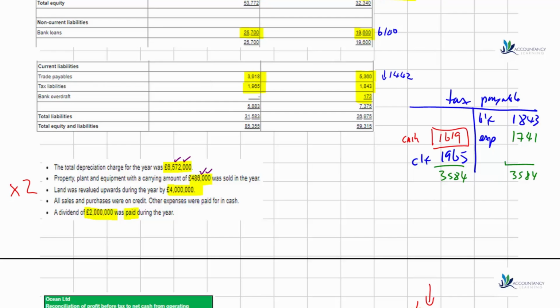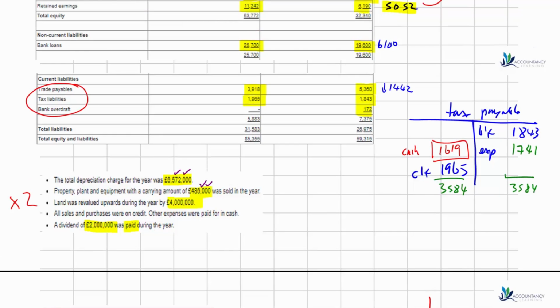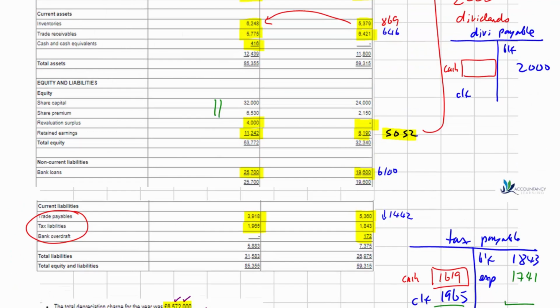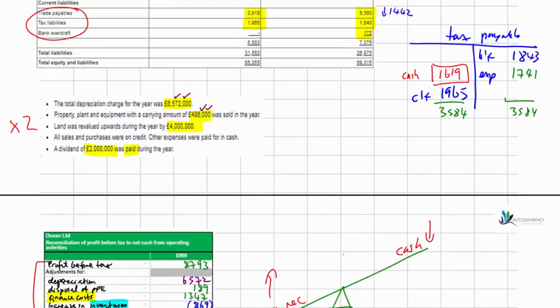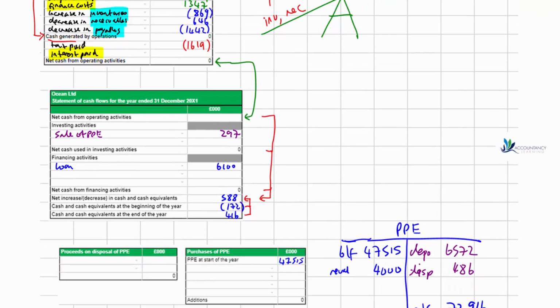If we look at our captions for current liabilities, there is no dividend payable and there's no interest payable either. So when we look at our dividend payable, there was none at the beginning, none at the end, and therefore that 2,000 was fully paid in cash. In this particular question, we don't need to worry about the dividend payable, but in your assessment you might have that. So we've shown you the technique of how to deal with that now. But anyway, we still need to put that into our answer. That's part of our financing activities.